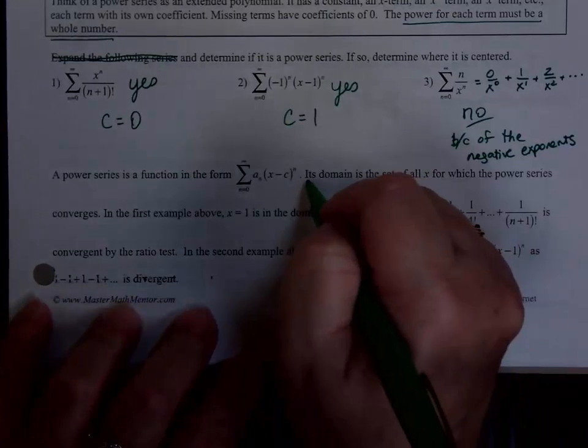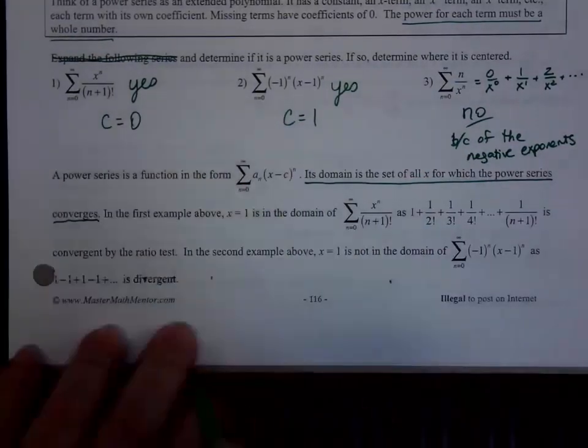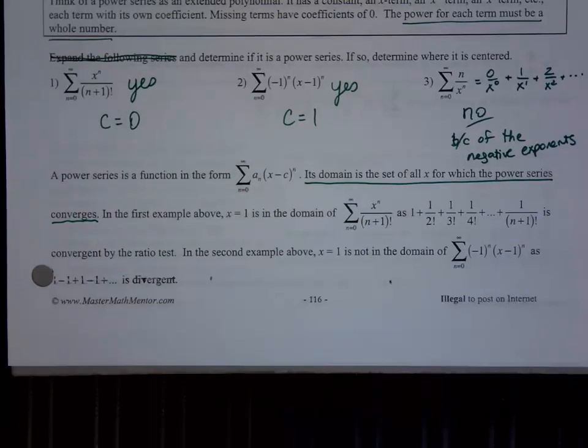The domain is the set of all x's for which the power series converges. So we're going to take what we learned last unit on convergence and divergence, and we're going to determine where these things converge. Now that we've introduced a second variable, it's going to kind of mess with the way this thing converges or diverges, because sometimes when you plug in, say, 1 for x, it'll converge, but if you plug in 2 for x, it's going to diverge. You've got to find out where it converges. It's very, very important that you do.